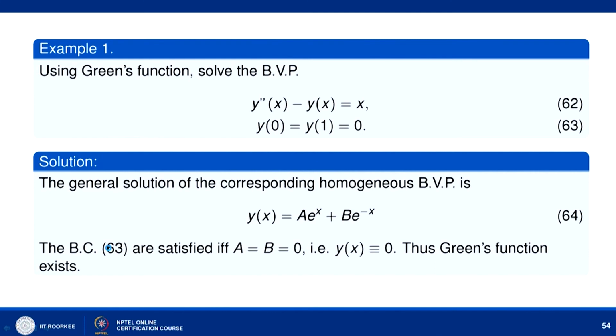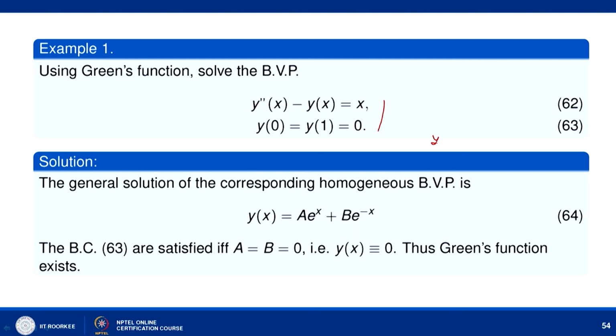So using Green's function, solve the boundary value problem y''(x) - y(x) = x, y(0) = y(1) = 0. So this time we are considering the homogeneous boundary condition and a non-homogeneous problem. So first find the Green's function for the homogeneous equation with homogeneous boundary condition.